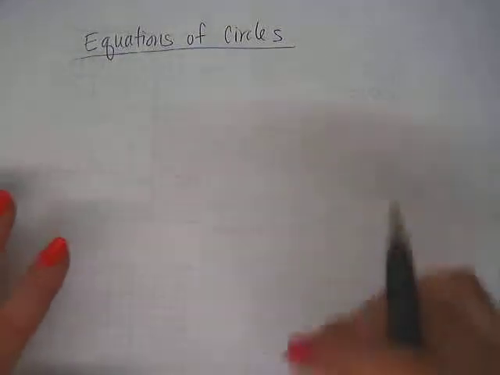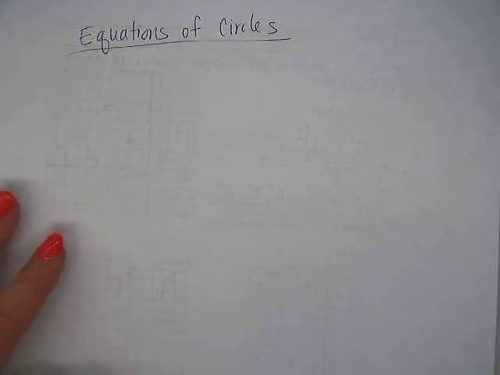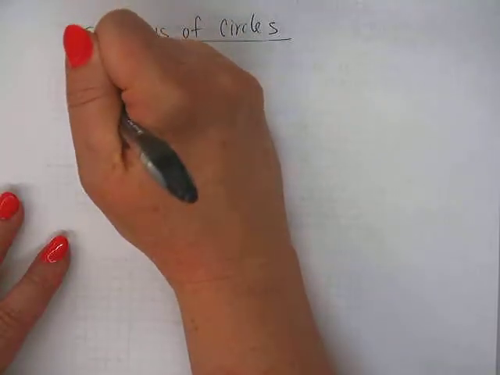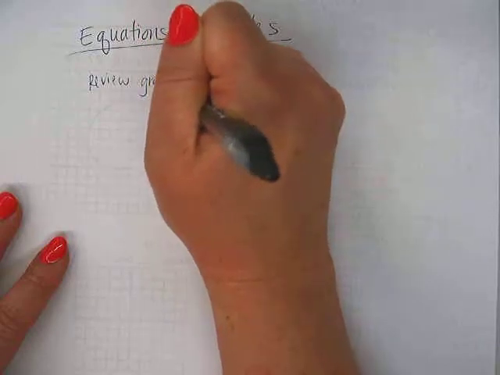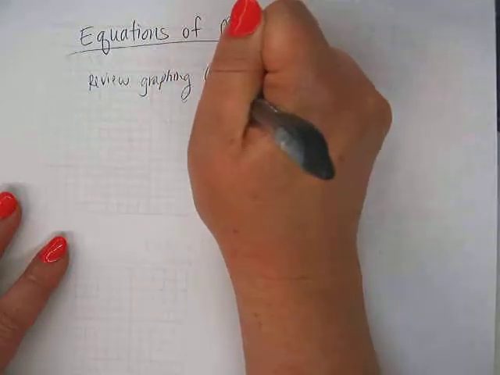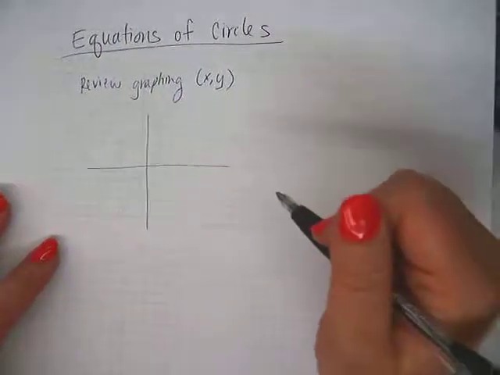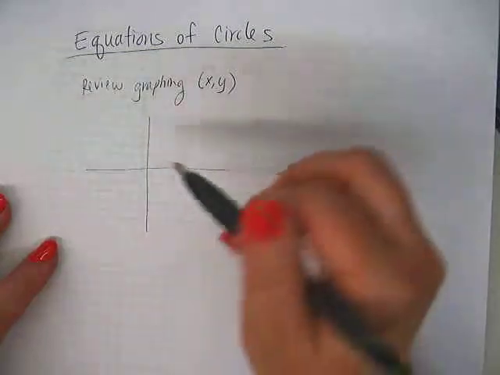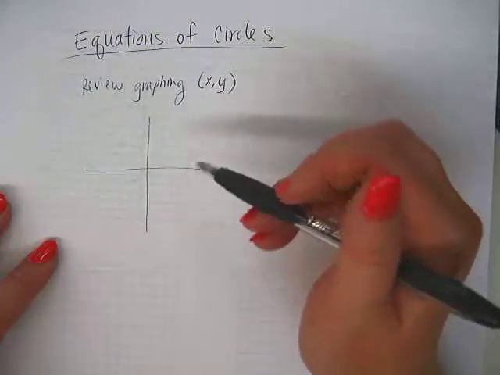So we're learning about equations of circles today. You remember back a few months ago where we reviewed how to graph a point, an XY point? Okay, let's review that again, just really fast. Review graphing. So if we have a point x comma y, how do we graph that? What do we do to graph it? X either goes left or right, and then from that point, y goes up or down, correct?